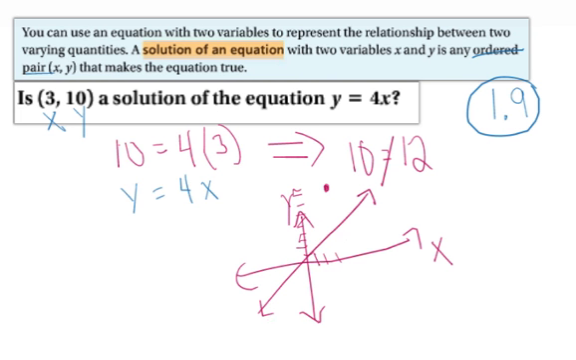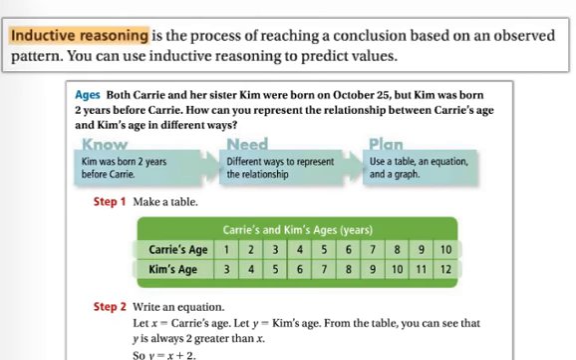Let's move on to the next one. A lot to write here, and we're going to have to talk a little bit. Inductive reasoning. You got to make sure you write this down. You might have to pause the video to make sure you get all this down. Inductive reasoning is basically the process of reaching a conclusion based on observed patterns. You can use inductive reasoning to predict values. So we're observing a pattern.